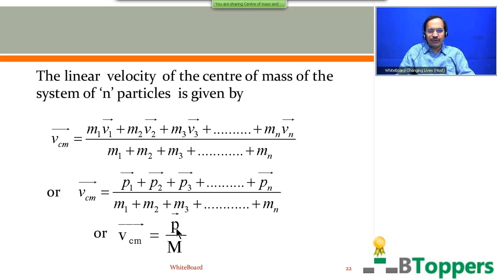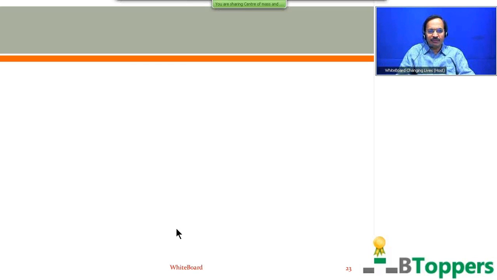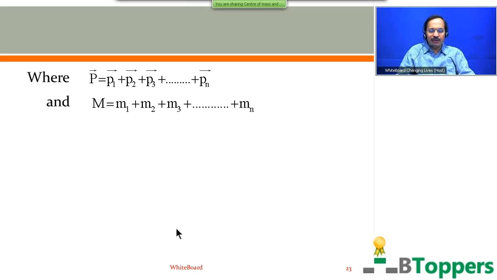So next I am going to show the continuation of the notes. In case you need more time to copy the notes, you can take a pause. Where P bar equal to P1 bar plus P2 bar plus P3 bar up to Pn bar, and capital M equal to M1 plus M2 plus M3 up to Mn. So you can write capital P bar equal to capital M into V_CM bar.